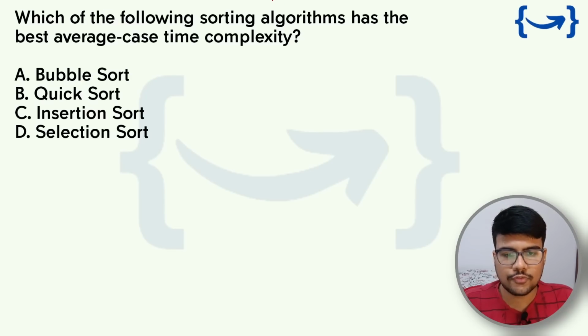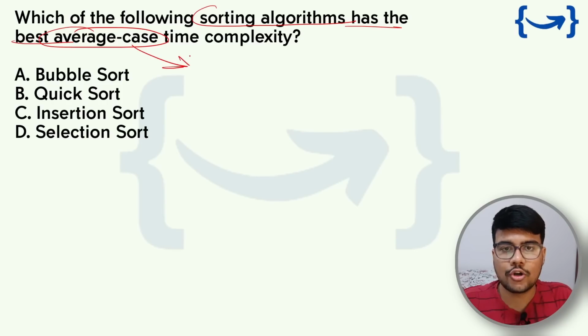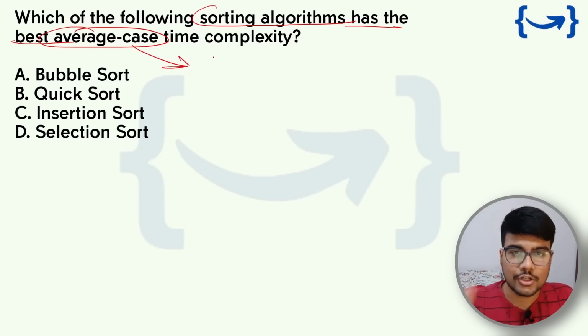Okay, so which of the following sorting algorithms has the best average case? Can you let me know, guys, which asymptotic notation for time complexity we use for average case, worst case, and best case? If you know it, I bet you will crack your online assessment.